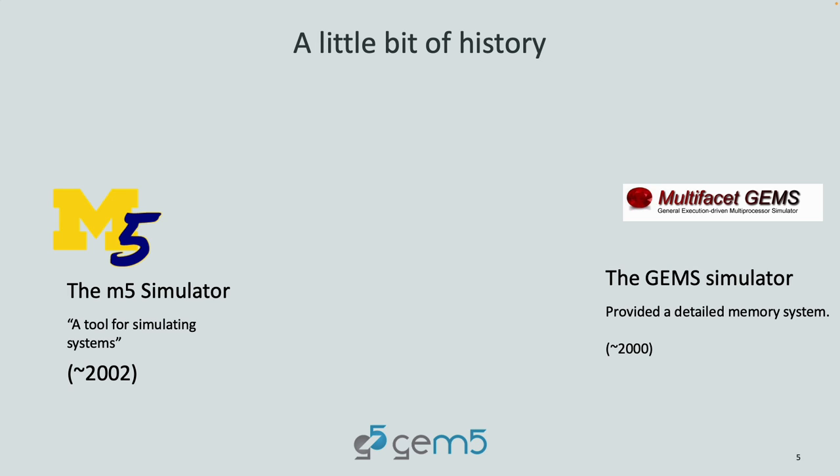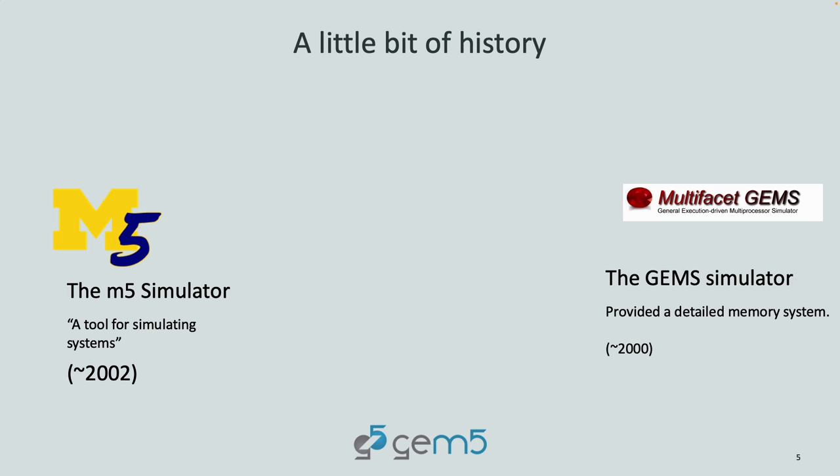A little bit of history. So we like to say that gem5 has been around for like 24 years, but that's really because the predecessor was two pieces of software: the GEMS simulator, which was modeling detailed memory systems, and the M5 simulator, which was a more general tool for simulating systems, but the memory simulation system wasn't very good. M5 was University of Michigan, and I believe GEMS was University of Wisconsin.